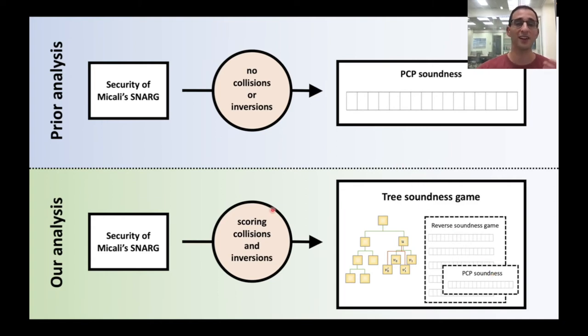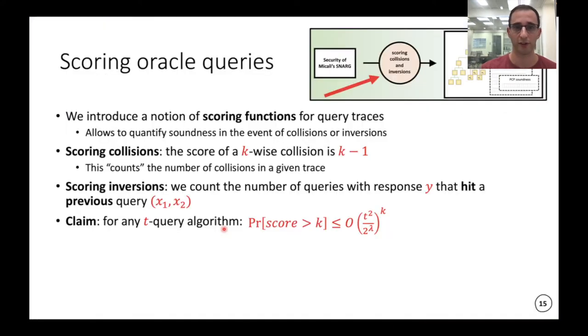Okay, so now I'm gonna dive into these steps to give some additional details, and we're gonna start with the scoring of collisions and inversions. Okay, so we're in this part of the proof. So we introduce a scoring function. Okay, the scoring function is a function of the query traces of the algorithm. So suppose you have a cheating prover, you can look at its query trace, and then you can give a score to this query trace. And this score is gonna allow us to quantify the soundness even in the event of collisions and inversions, okay?